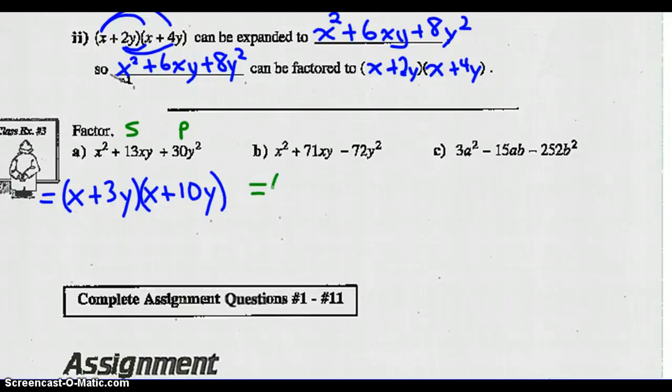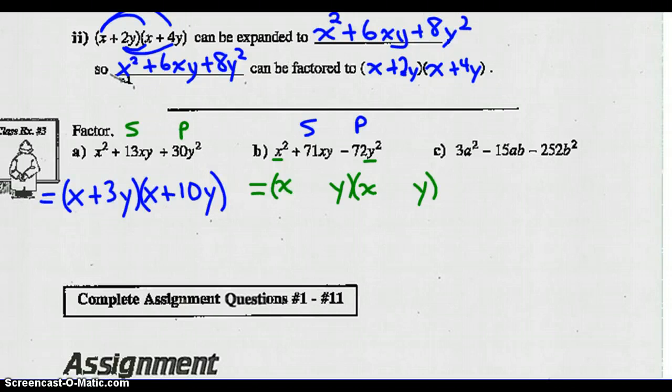Part B, make our two sets of brackets. The only way to get x squared is to have an x in the front of each bracket, and the only way to get y squared is to have a y in the back of each bracket. Y times y will give us y squared. We can now do our sum and product idea. What two numbers have a sum of 71 and a product of negative 72?